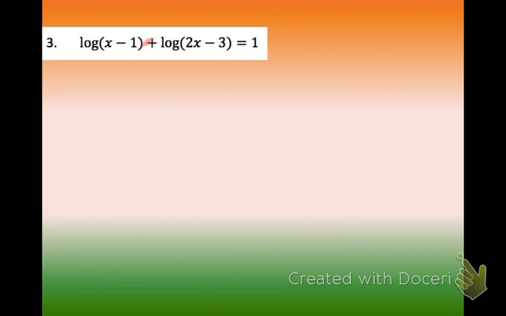Well, if you look at what's in between here, you'll notice that that is a plus sign. Well, if you're adding two logs with the same base, it means that you could turn it into multiplication. So this is going to be log of x minus 1 times 2x minus 3 equals 1. Now, you'll notice that there's no log over here on this side.